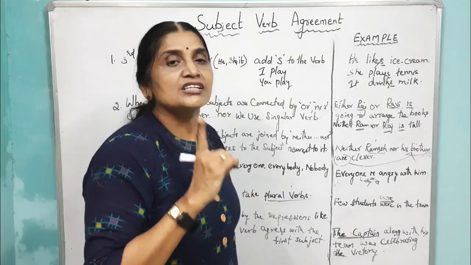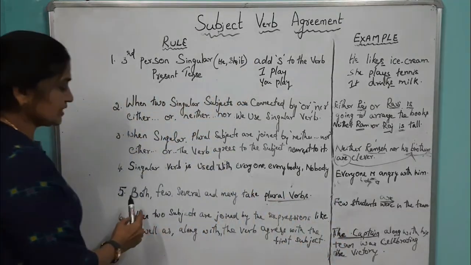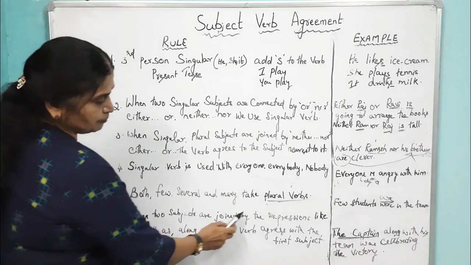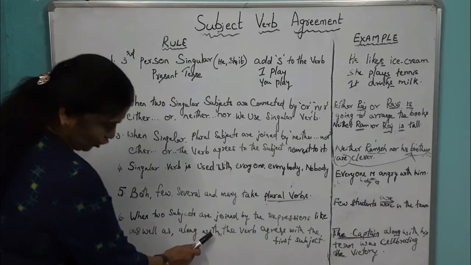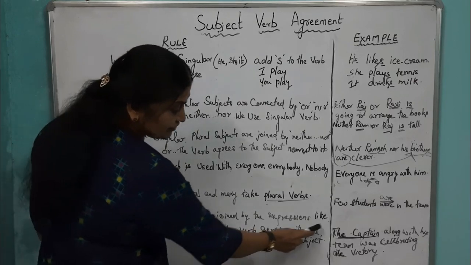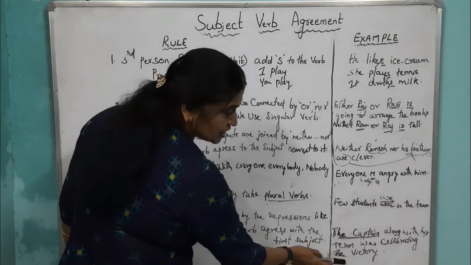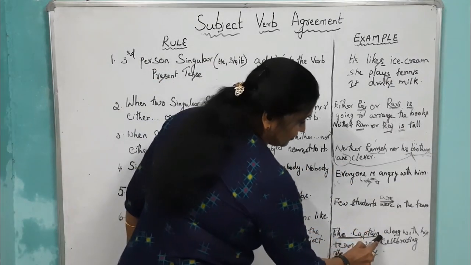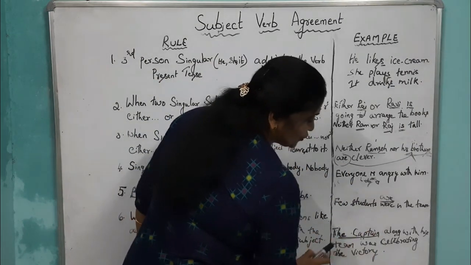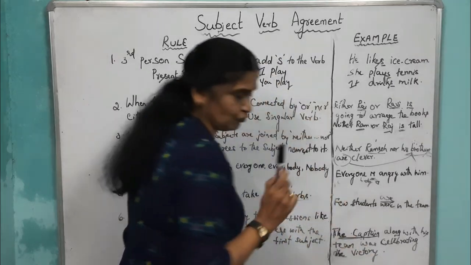The captain is singular. So the rule says when two subjects are joined by expressions like as well as, along with, the verb agrees with the first subject. What is the first subject here? The captain. Understood? So the captain is the first subject. It is singular. So we have to use the singular verb.